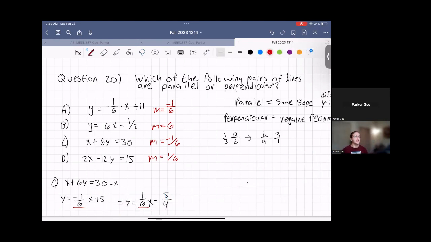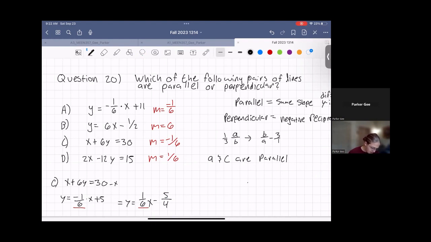Now we can answer the question, which are parallel and which are perpendicular? Well, the easy one is parallel. They're just the exact same slope, but different y-intercepts. So that's going to be A and C, right? So A and C are parallel. What about any other ones? Are any other ones parallel? It doesn't look like it, right?